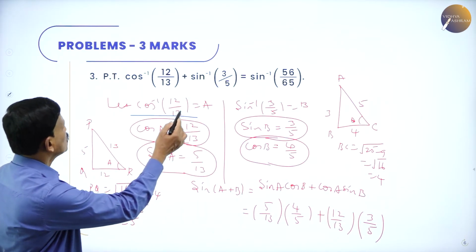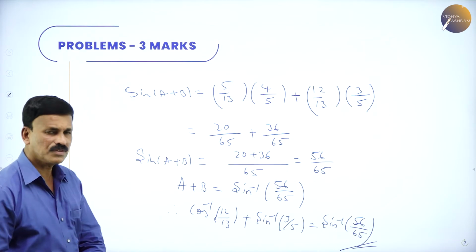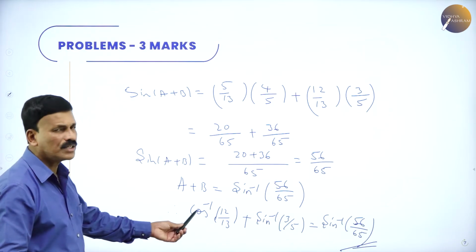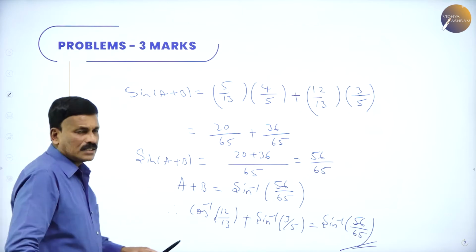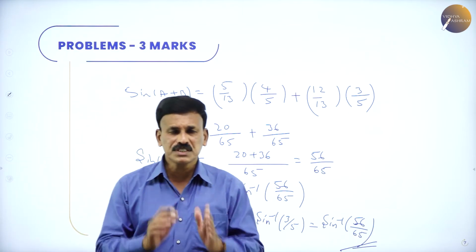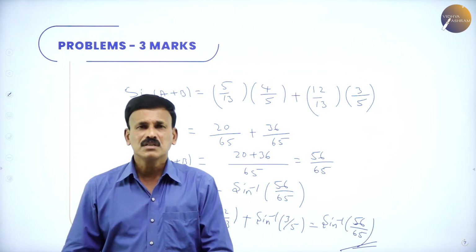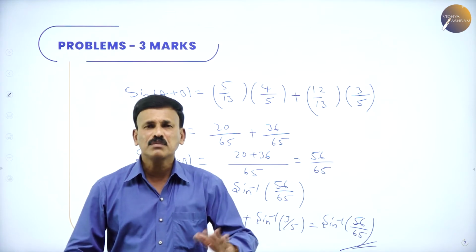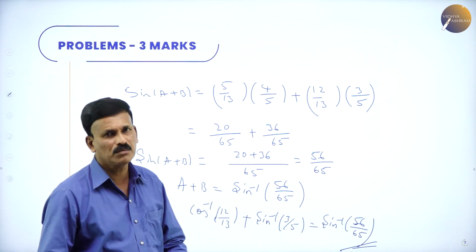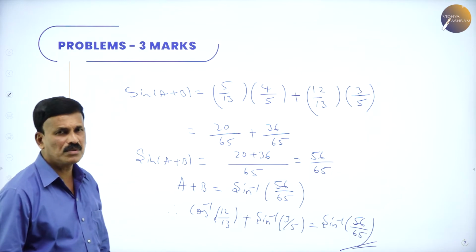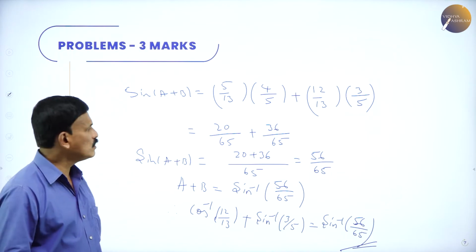See, sin inverse of 56 divided by 65. This is how we are going to find the value. Very simple. Just consider sin. If sin is given, convert to cos. If cos is given, convert to sin. Make use of sin A plus B or sin A minus B, cos A plus B or cos A minus B. Simplify, you will get the answer.